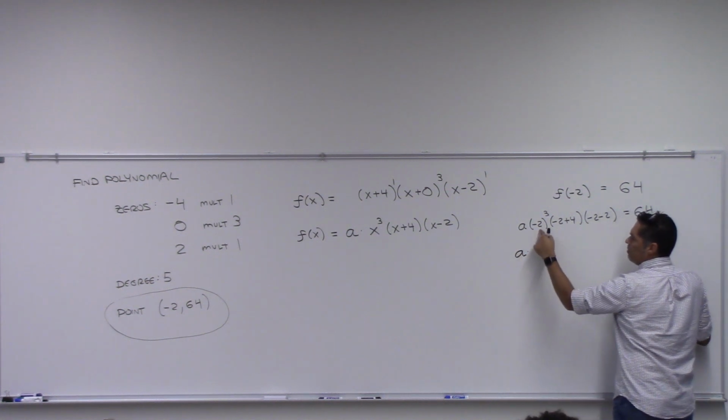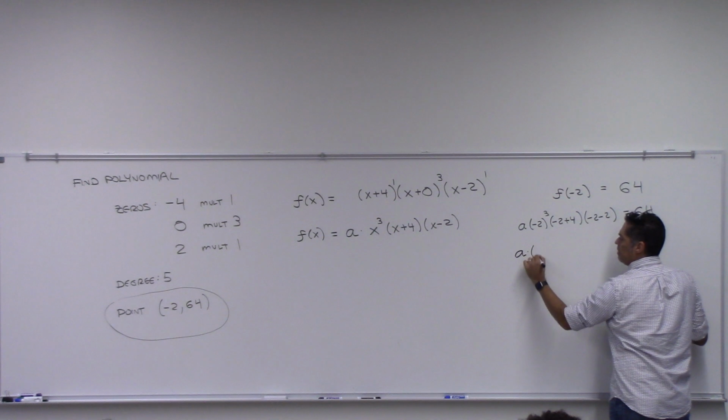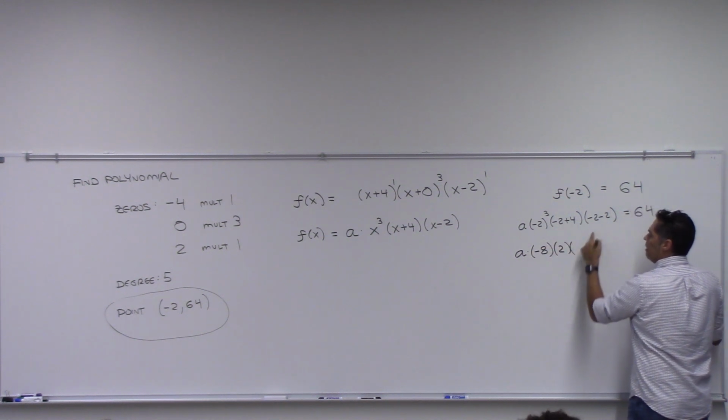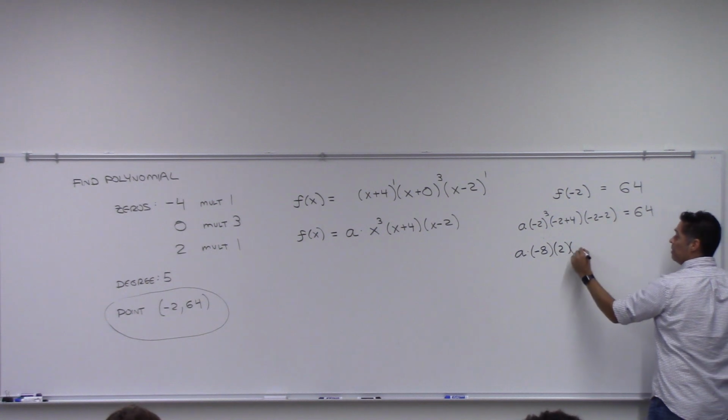What's negative 2 cubed? Negative 8. Negative 2 plus 4, 2. Negative 2 take away 2, negative 4, right? Not 0. Equals 64.